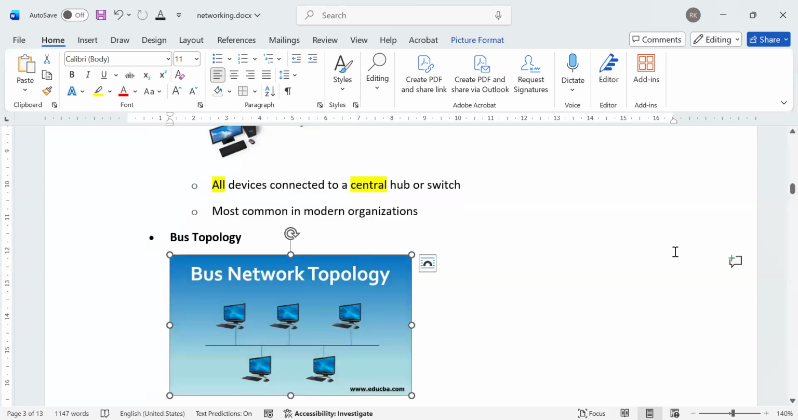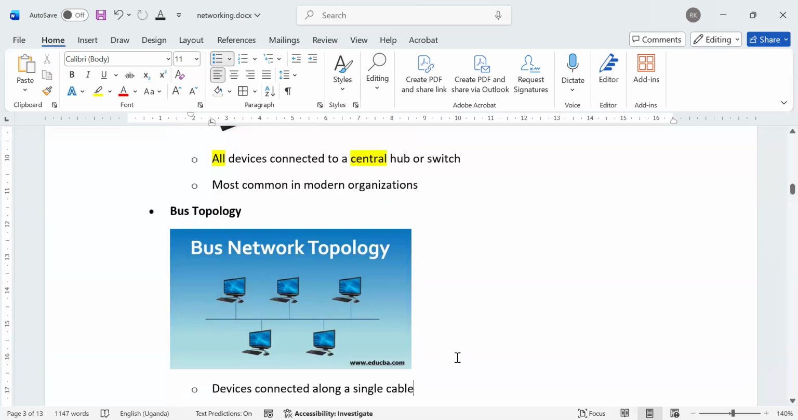We have the bus topology. I don't mean the NRM bus, but when we say bus topology, it means all computers are connected on one cable. They all pick internet from one cable. And this is one of the oldest types of arrangements, the bus topology.